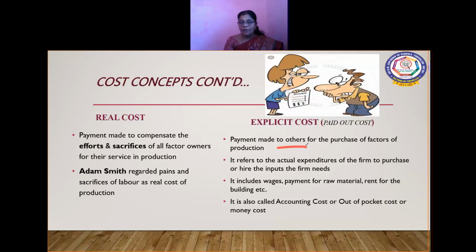It refers to the actual expenditures of the firm to purchase or hire the inputs the firm needs. So explicit cost includes wages, payment for raw material, rent for the building, interest for capital invested, expenditure on transport and advertisement, and other expenses like license fee, depreciation, and insurance charges. Explicit cost is also called accounting cost, out of pocket cost, or money cost.